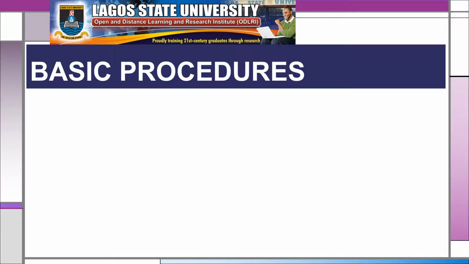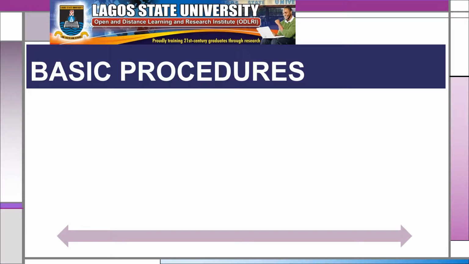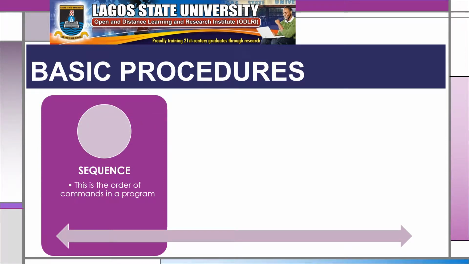So basic procedures. Every programming task basically falls under three categories, and the categories are: 1. Sequence. Sequence is the order of command in a program. You start from top, then you go down. Get my garri, get my water, put the water in a pot, place it on the stove. When it boils, bring it down, pour your garri in, then stir to solidify.